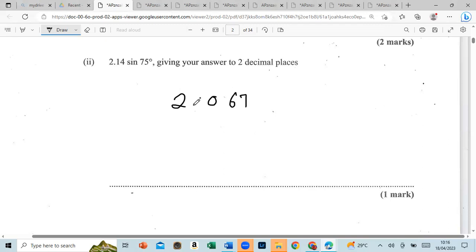Since it says 2 decimal places, we're not going to write the others because it's not important. What's important is right here. If this number is 5, 6, 7, 8, 9, we add 1 to the digit before it. So it is greater than 5. So we add 1 to the 6, which becomes 0.07. 2 decimal places means only 2 numbers must come after the decimal point. Try to remember that, guys.